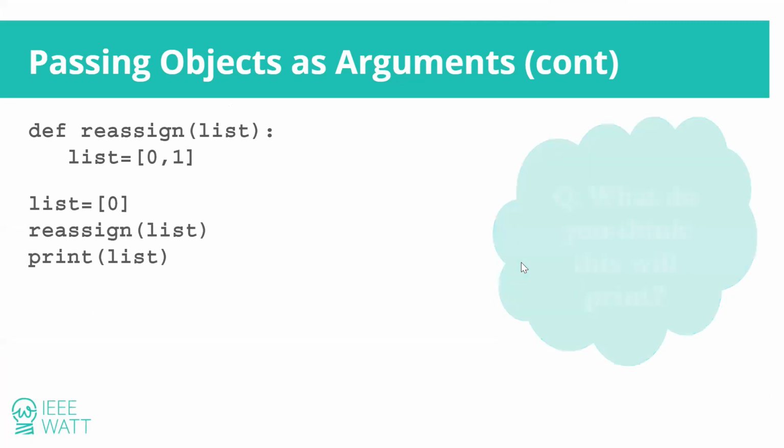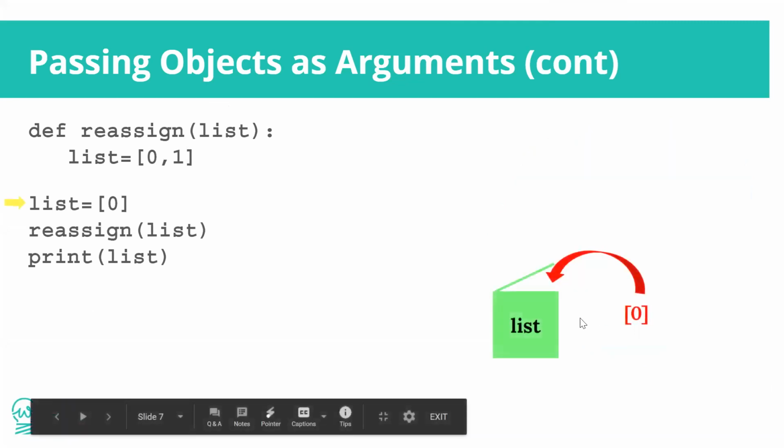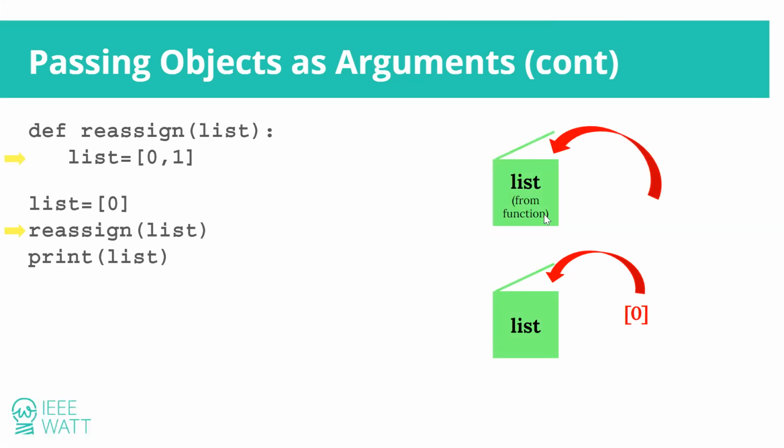We have it being stepped through. So we have the first line, we have list, and we put in 0 as we did in the last example. And this time when we call reassign, we first have this separate named variable list, which is from the function. And what assigning does is it puts a 0, 1, a separate object, to this reference.